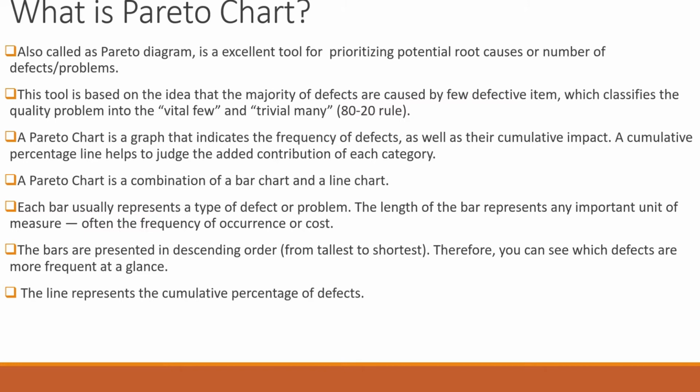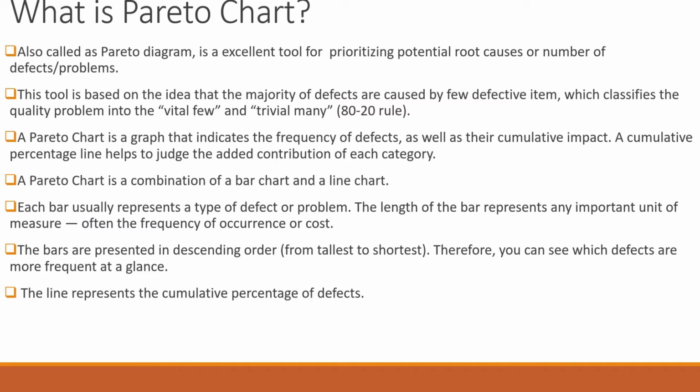The Pareto chart is a graph that indicates the frequency of defects as well as their cumulative impact. The cumulative percentage line helps to judge the added contribution of each category. The Pareto chart is a combination of a bar chart and a line chart. So there are two types of charts in the Pareto chart. One is the bar chart, which represents the type of defect or problem, and the length of each bar represents the important unit of measure, that is the frequency. So the total frequency of occurrence or the cost. So frequency for the simple Pareto charts, and for the weighted Pareto charts, cost as a unit.